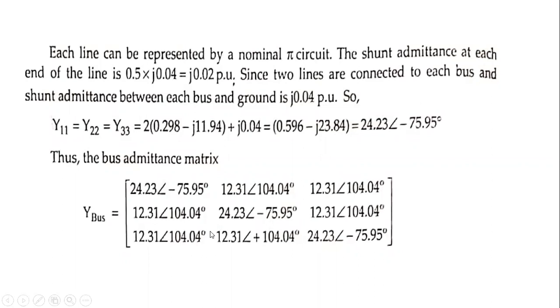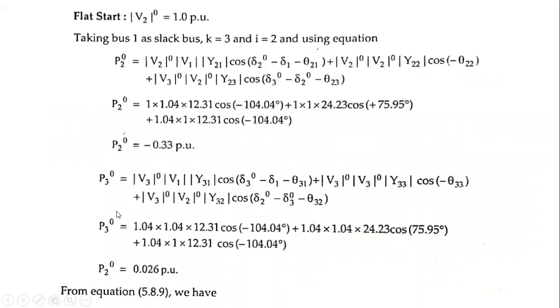Next, Y31, Y33, Y32. Okay, this is the formation of that Y bus matrix. Next, flat start. That means V2 of 0 is equal to 1 per unit.